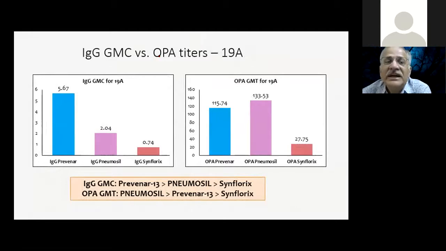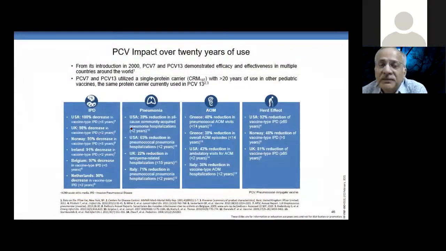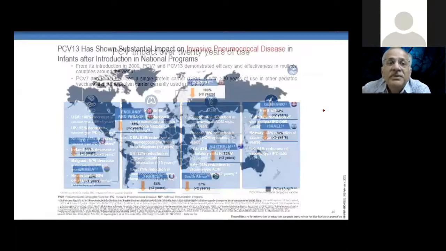This is against 19A. Again in 19A, the PCV13 showed very high IgG levels. But when you see OPA levels, they were highest in the new PCV10. So OPA titers, always see those charts, very important. Plus, of course, there are very good advantages of this PCV13. It has over 20 years of used data: IPD reduction, pneumonia reduction, AOM reduction, herd effect. All these effects have been documented for PCV13.